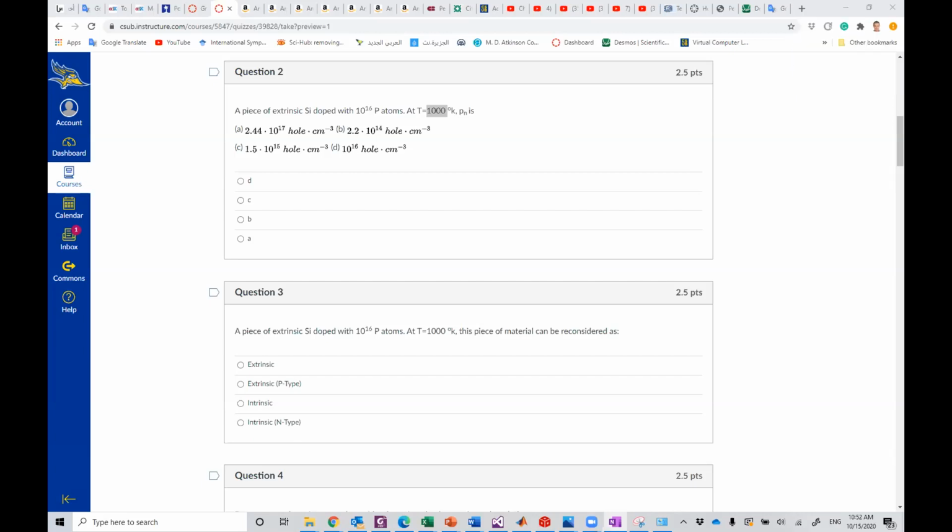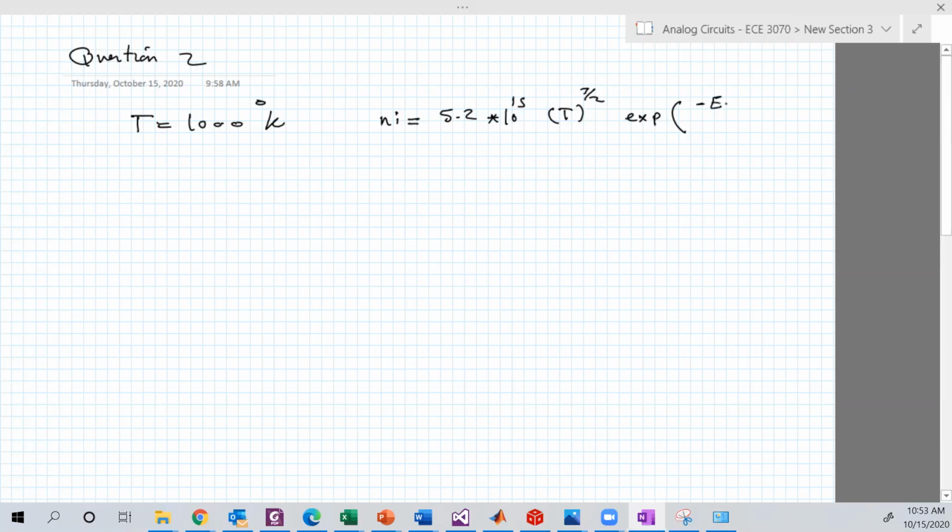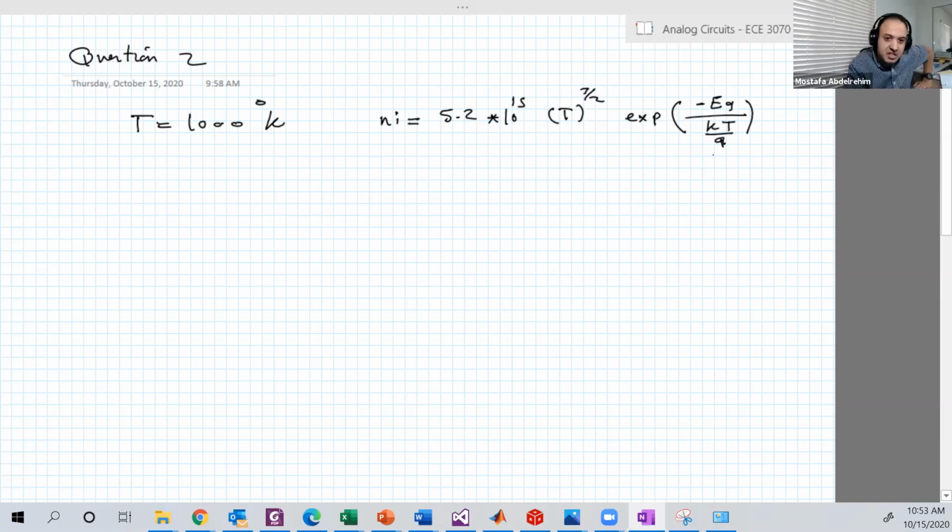You want to swap screens if you want to show them work? Oh, yeah. Thank you. Okay. You see it now? Yeah, they can see it. Minus Eg over Kt over Q. And this Q, since it's the denominator of the denominator, can go up here in the numerator, like the formula that I published in the cheat sheet.